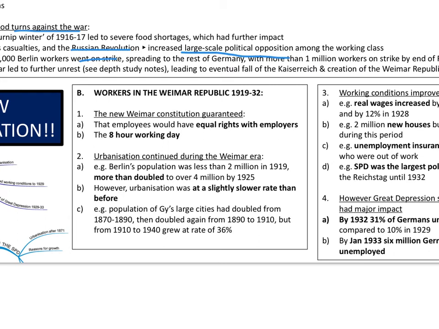The new Weimar Constitution, remember, written by Hugo Preuss in August 1919, actually guaranteed the 8-hour working day. It was written into the Constitution. That's something that, no matter all of the concessions that, for example, Bismarck had given to the workers, with pensions, medical care, etc., they had never won the 8-hour working day. And that was a huge gain because it was actually guaranteed by the Weimar Constitution. So that was a big gain.